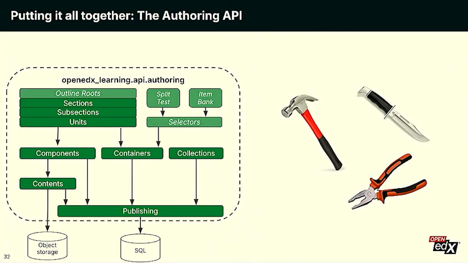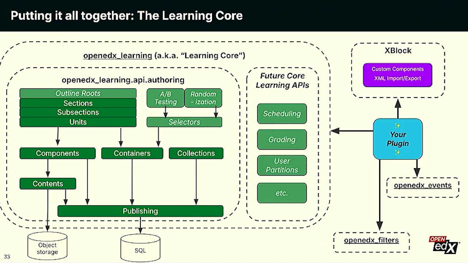So putting it all together, that's the authoring API. The authoring API is the first API and the only API so far that we've added to Learning Core. But we'd like to bring the same philosophy of simple, generic, statically typed relational APIs to other parts of the platform: scheduling, grading, user differentiation, and so on. Once this is all ready to be consumed, your plugins, instead of just using the XBlock API, consuming events and hooking into OpenEdX filters, will also be able to hook into the data models that power the learning experience without MongoDB.